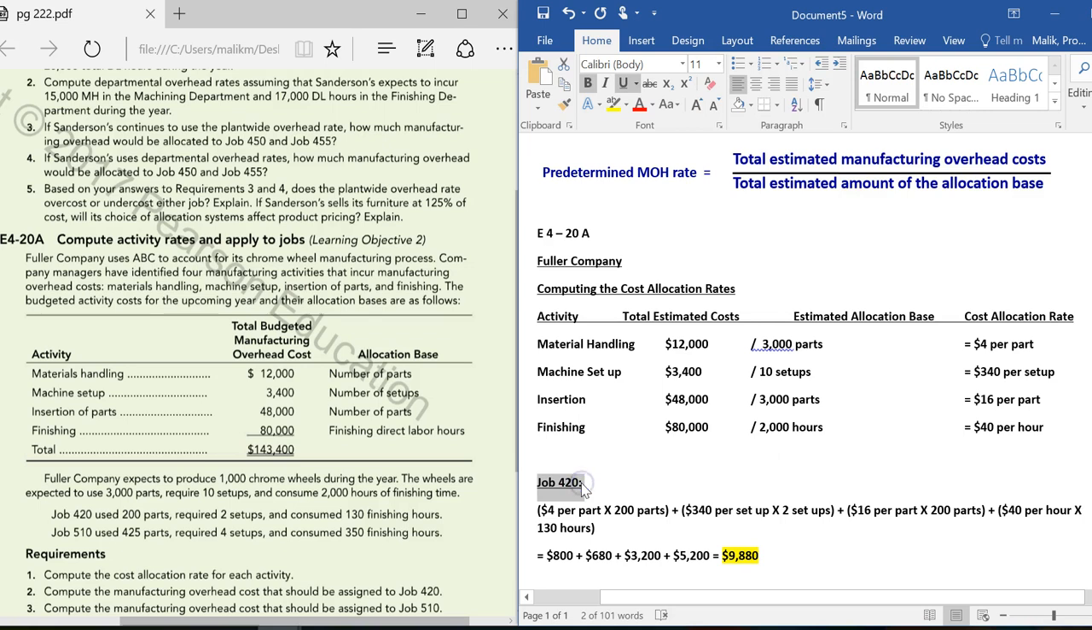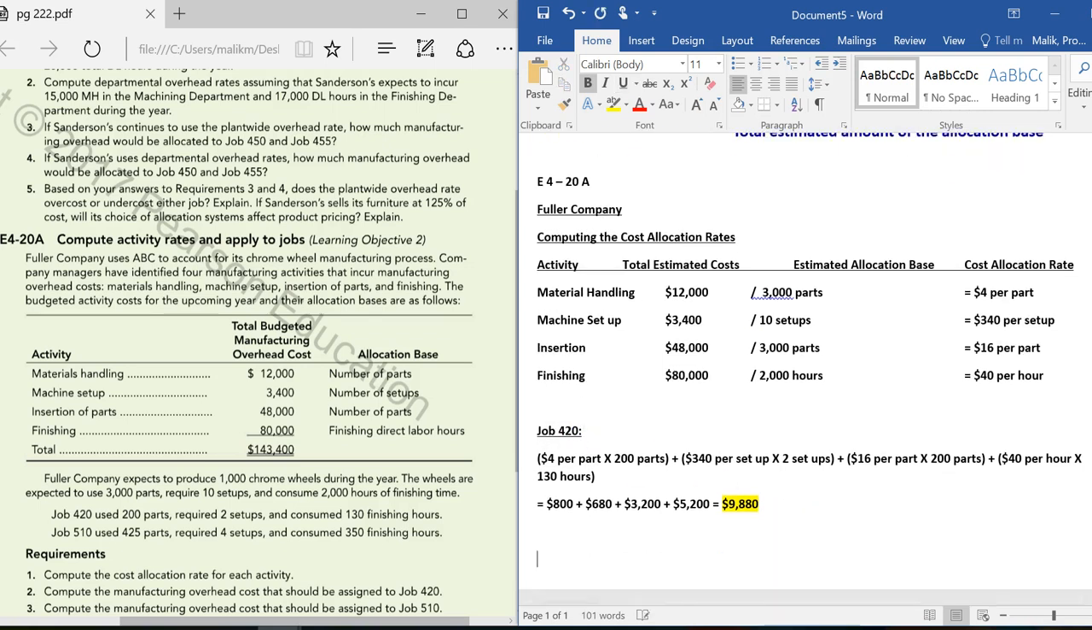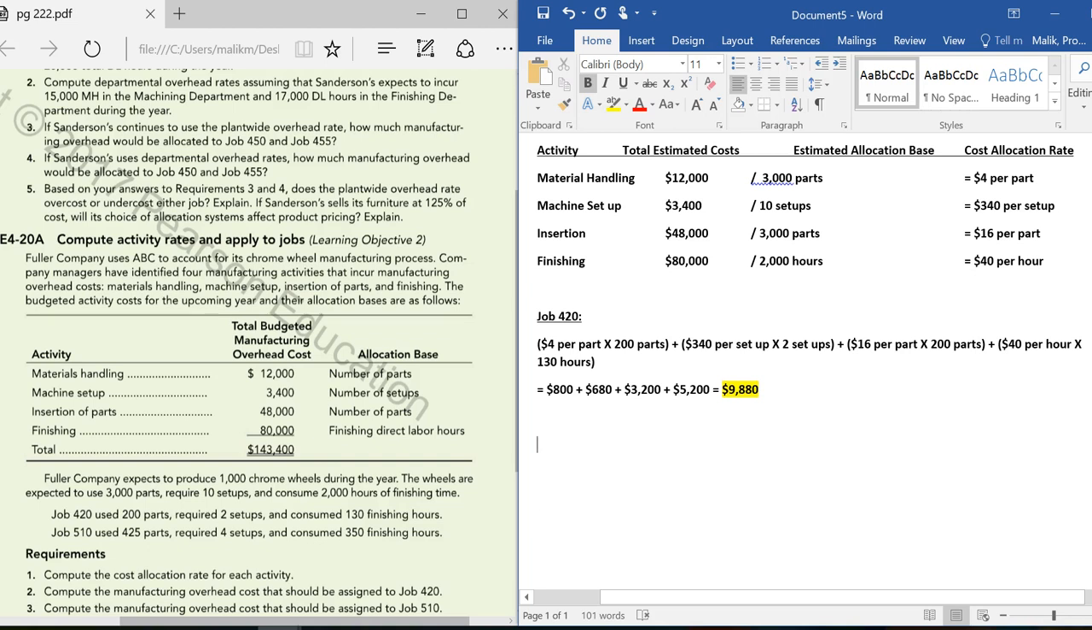Now we're gonna do the same thing for the other job. So our next job is job number 510. So let's do the same thing for job number 510, and we have all the same rates. But for job 510 they have a different amount of allocation base, so we're gonna use the same rates but different allocation base, and this is how we will calculate their assigned overhead costs. So the activity based rates are same.